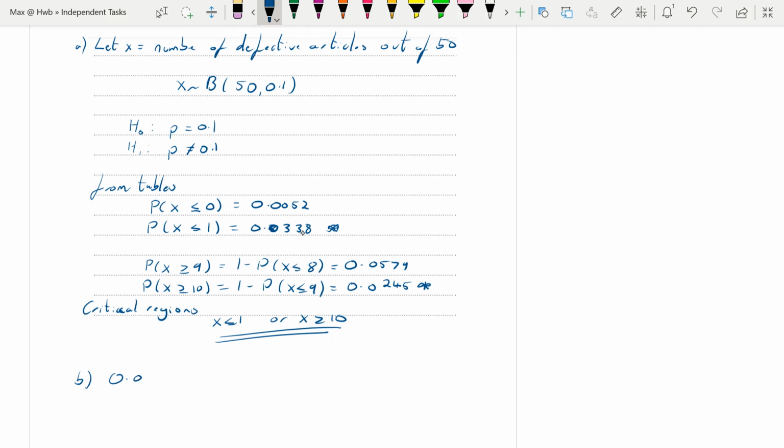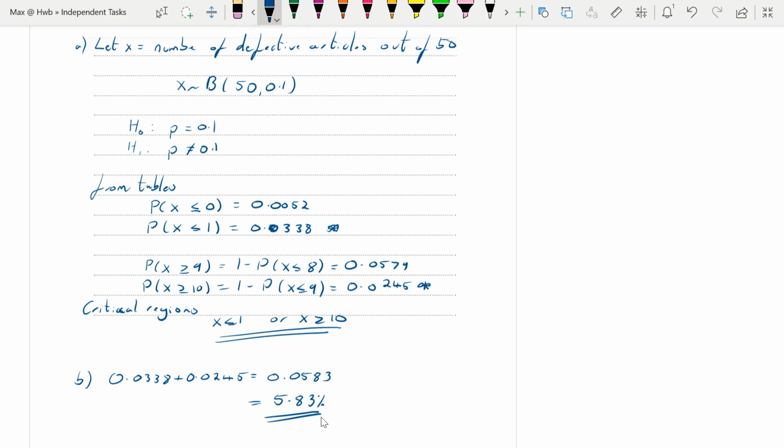So I've got 0.0338, and I'm going to add 0.0245. If I add up those two, I get 0.0583. So the actual significance level I'm using is 5.83%. I'm not actually using 5%, I've used 5.83% because I tried to get it as close to 2.5% as possible.